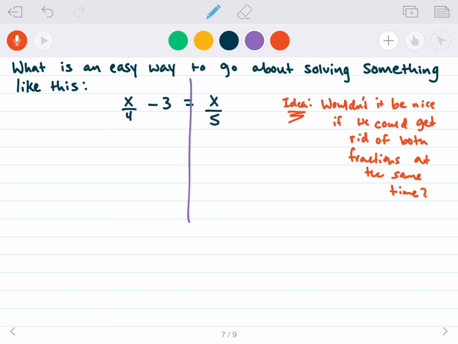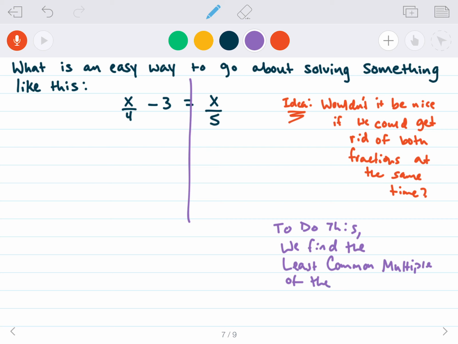Well, to do this, I'm going to write this as a note. To do this, we find the least common multiple of the denominators. So the least common multiple is usually abbreviated LCM.